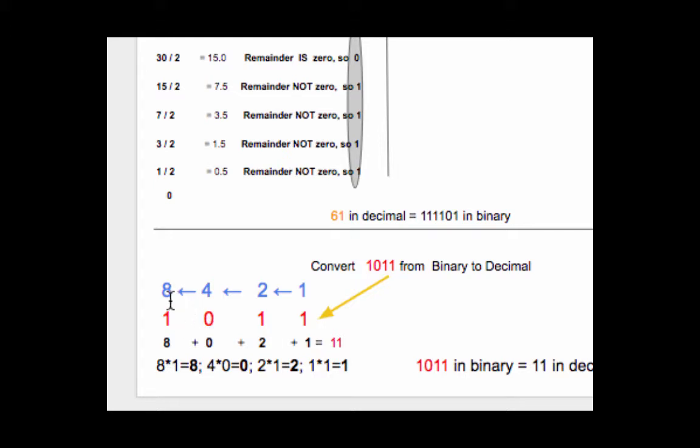Okay? So we multiply the blue times the red. So 8 times 1 is 8. 4 times 0 is 0. 2 times 1 is 2. 1 times 1 is 1. And you add up all these numbers, and it turns out to be 11. Okay? Question? We're good? All right.